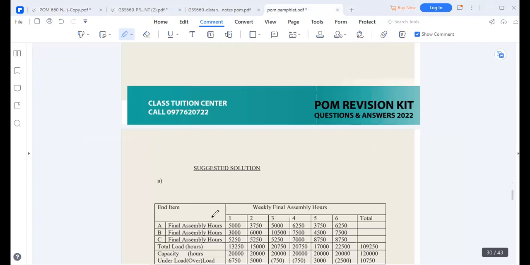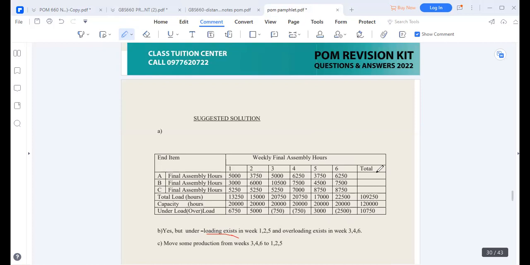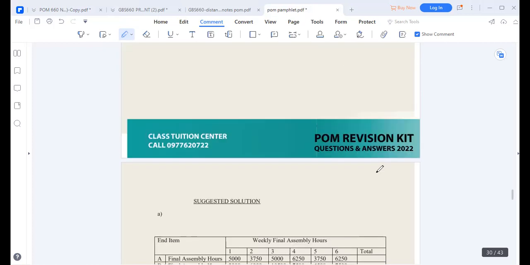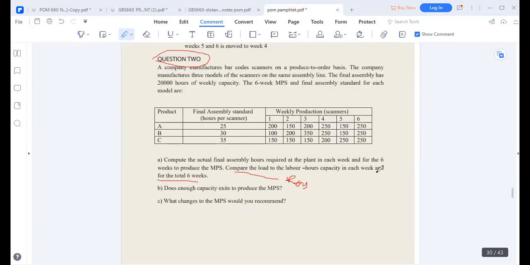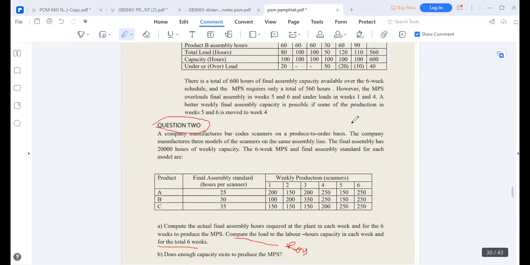We have underloading in week 1. Here is the solution, where the 109,250 came from, so that you see that this has been computed. Please take note and have time to go through, and we'll do as many examples as possible. We'll get some other questions from the exam papers so that we can understand this topic thoroughly.